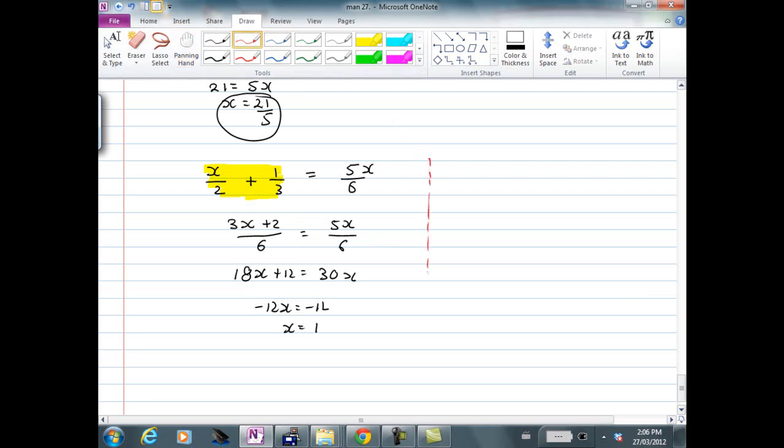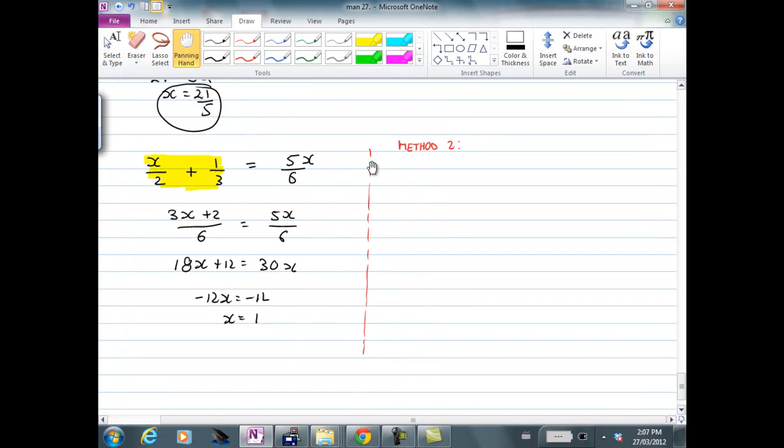Method 2 is a bit more challenging. I don't know if it's easier or harder; everyone has a different method they prefer. Method 2, the key is to get rid of your denominator right off the bat. Because a lot of you hate fractions, so you want to get rid of them. I'm going to show you a trick to get rid of the whole thing right off the bat.